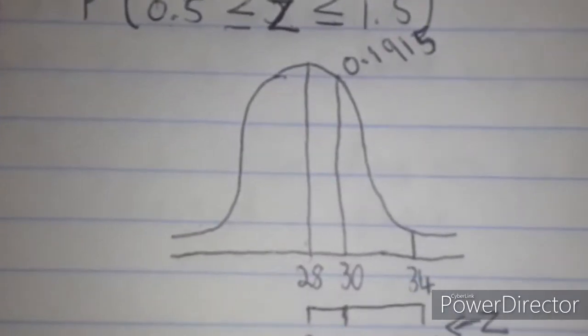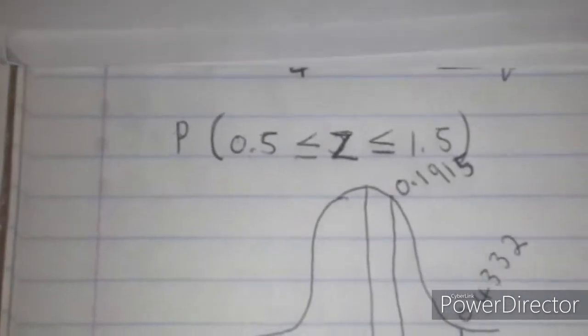Then the probability of 1.5: go to the Z table, check 1.5. There's 1.5. So the probability of 1.5 is 0.4332.